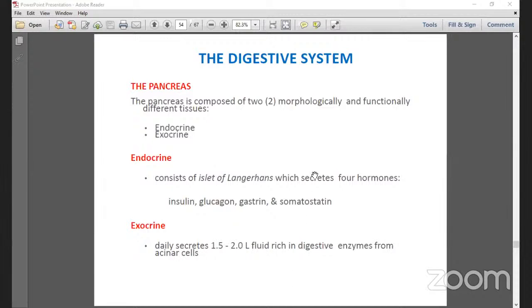And the pancreas also has the exocrine property. It will secrete up to 2 liters of fluid rich in digestive enzymes from the acinar cells. The enzymes like lipase, amylase, trypsinogen, and protease help with the digestion and absorption of the nutrients in the intestine. Okay, next one please.